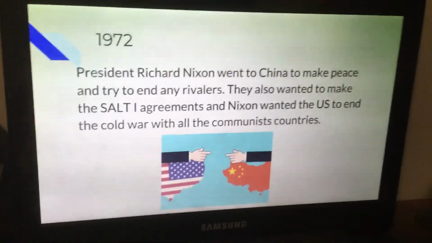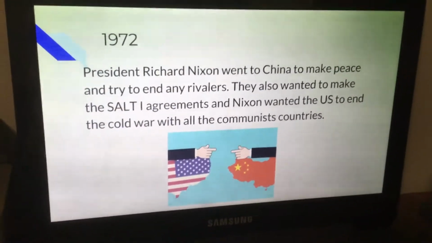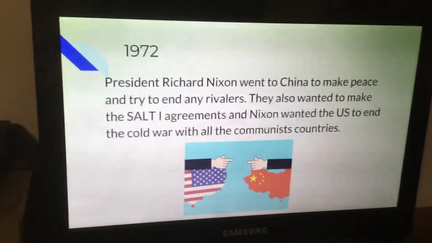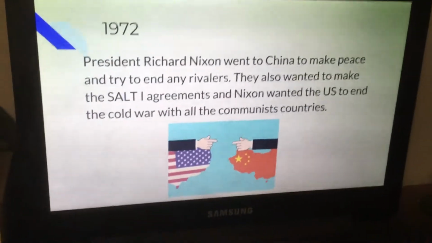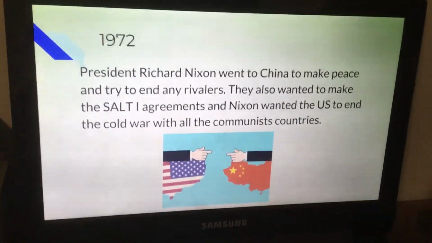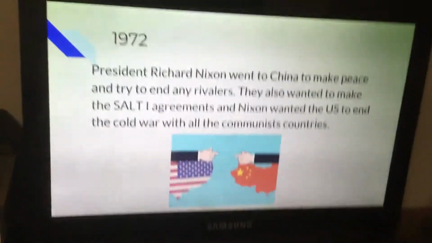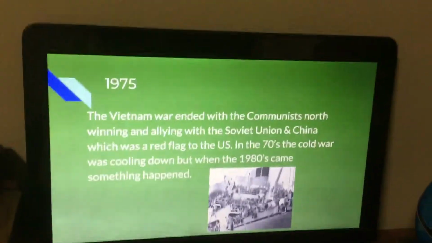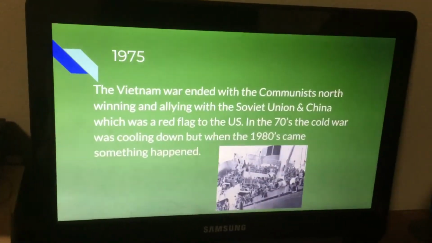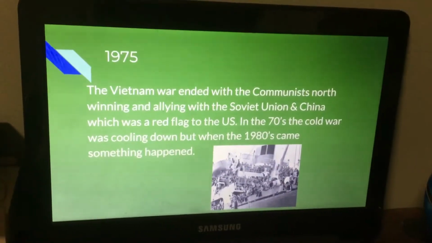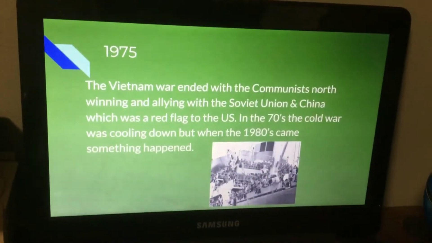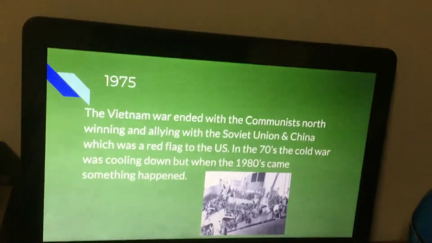In 1962, President Richard Nixon went to China to make peace and rivalries. They also wanted to make the SALT I agreement, which were never signed. And Nixon wanted to end the Cold War with all communist countries, which did not happen until 1991. The Vietnam War ended with the Communist North winning the Allies, Soviet Union, and China, who was getting a really big flack from the U.S. In the 70s, the Cold War was cooling down, but in the 1980s, something happened.